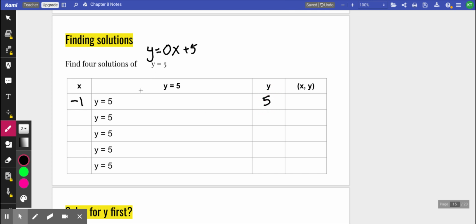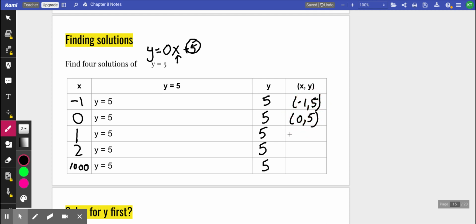Okay, it's telling me what it is, right? If x is 0, there's nowhere to plug it in. Y is going to be 5. If x is 1, y is 5. If x is 2, y is equal to 5, right? Because no matter what we plug in here, 0 times that's going to be 0. You're always going to end up with just that 5, right? So I could say 1,000, y is going to be 5. So no matter what, y is going to equal 5.